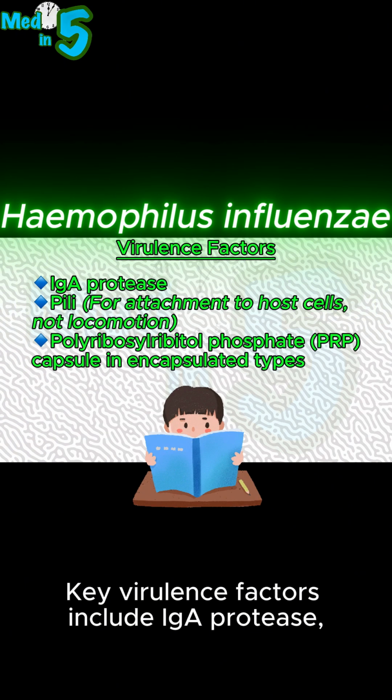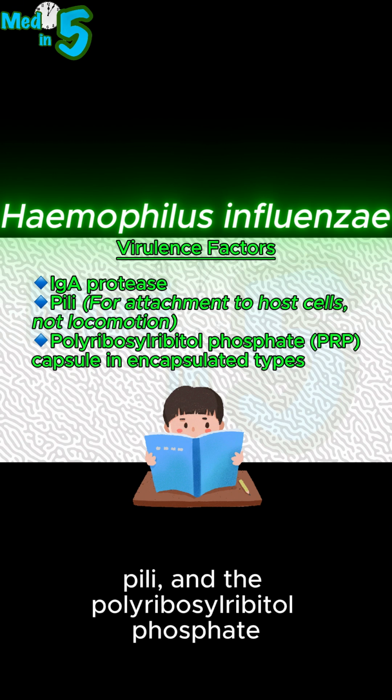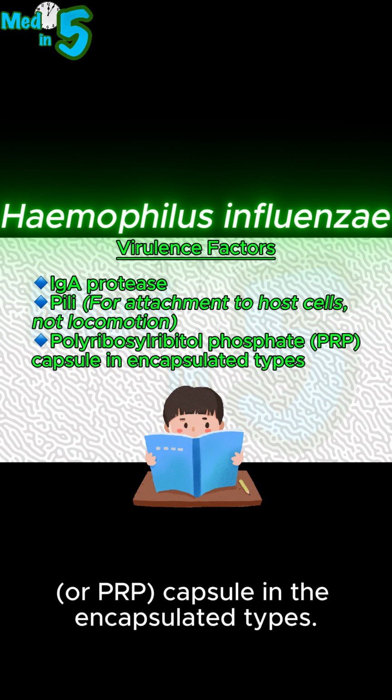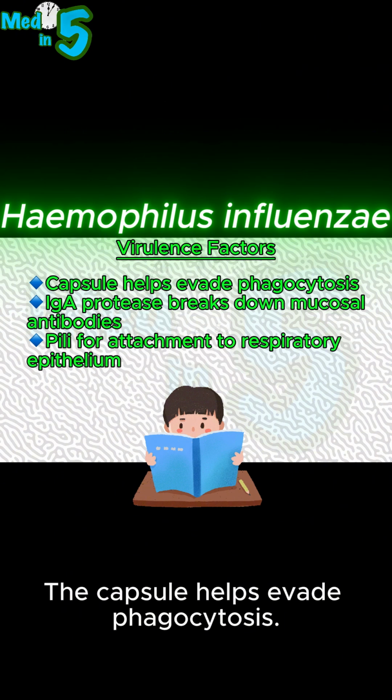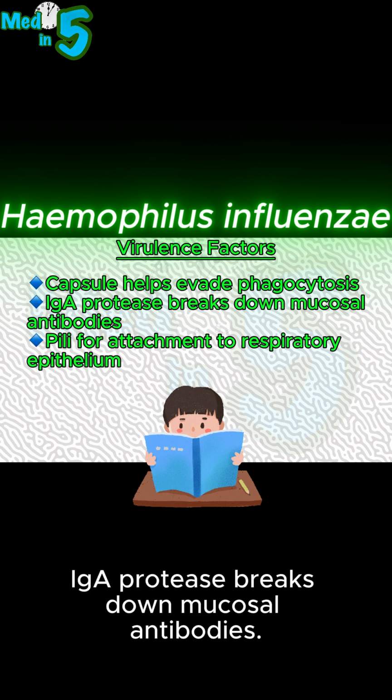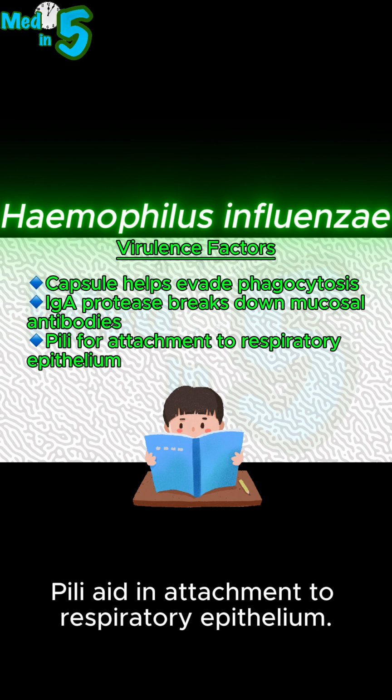Key virulence factors include IgA protease, pili, and the polyribosyl ribitol phosphate, or PRP, capsule in the encapsulated types. The capsule helps evade phagocytosis. IgA protease breaks down mucosal antibodies. Pili aid in attachment to respiratory epithelium.